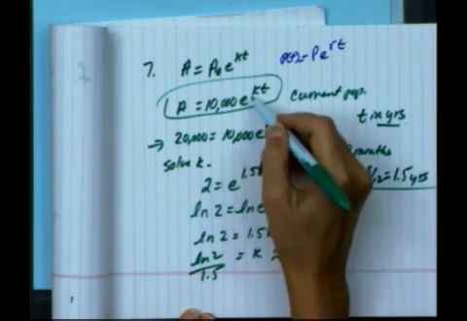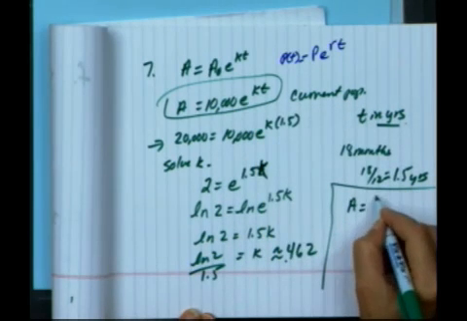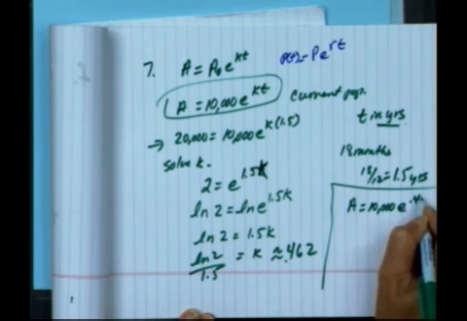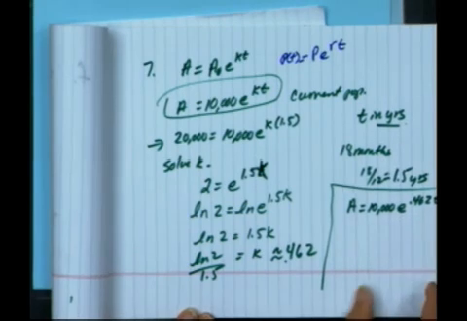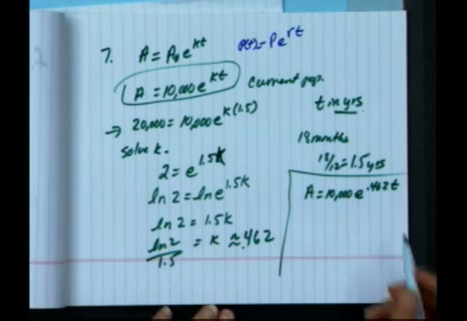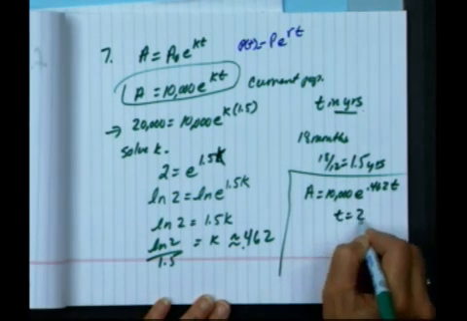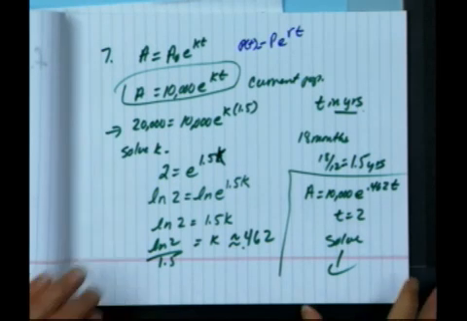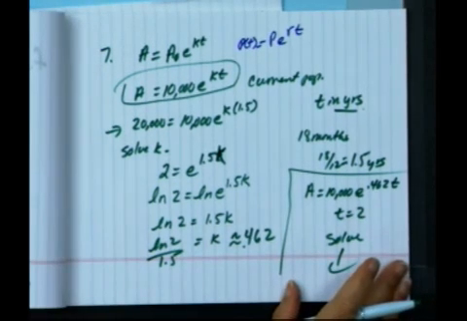All right, so this information helps me rebuild my formula. A is 10,000 e to the 0.462t. All right, so now I'm ready to answer the rest of the question. What will be the population in 2 years? So what do you do, everybody? Just plug in a 2. So let t equal 2 and solve. Okay, we're good on uninhibited growth? All right, let's go to what we call decay.